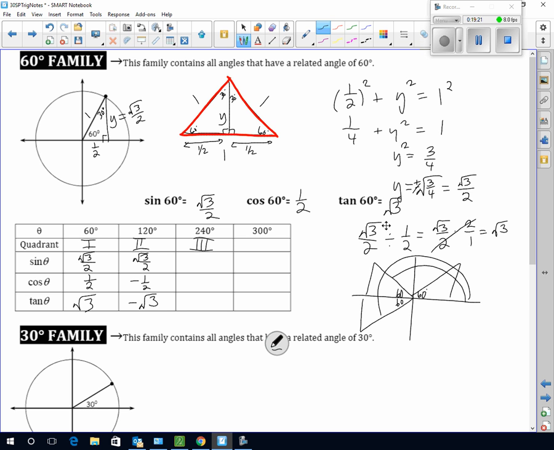Cos of 240 degrees? Negative 1/2. Tan of 240 degrees? Is it positive or negative square root of 3? Positive, because this time tan is positive, yes.